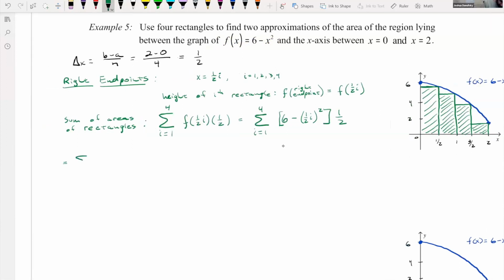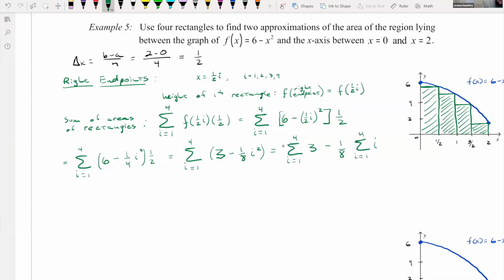This is equal to the sum i equals 1 to 4. And we're going to get 6 minus 1/4 i squared, all of that times 1/2. That will become the sum i equals 1 to 4. Distributing the half, we get 3 minus 1/8 i squared, like that. Now I'm going to split it up into 2 summations. So we have the sum i equals 1 to 4 of 3 minus, I'm going to factor out the 1/8, and get the sum i equals 1 to 4 of i squared.